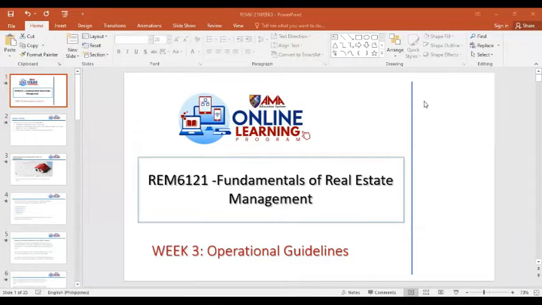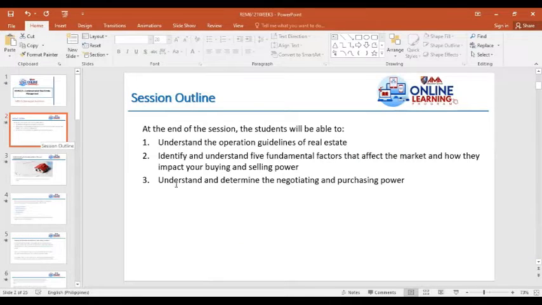So good morning, everyone. We are now in week 3, which is operational guidelines. At the end of the session, the students will be able to understand the operation guidelines of real estate, identify and understand the 5 fundamental factors that affect the market and how they impact your buying and selling power. And number 3, understand and determine the negotiating and purchasing power.